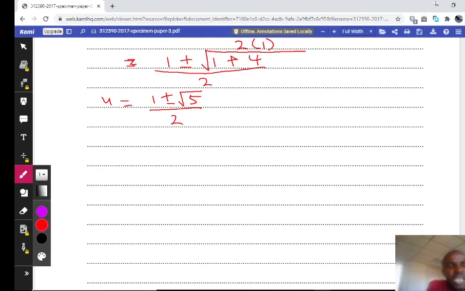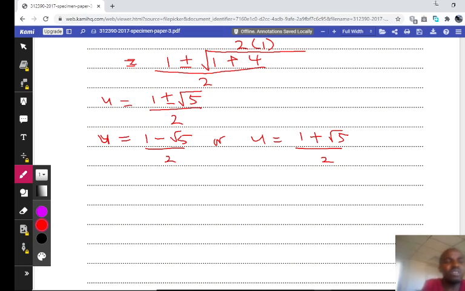You separate the two. You say u is equal to 1 minus √5 over 2, or u is equal to 1 plus √5 over 2. Now, you have to use your calculator. If you say 1 minus √5 over 2, what do you get? Punch in 1 minus √5, then divide your answer by 2. You get minus 0.618, or u is equal to, then on this one, punch in your calculator, plus, and what you get is 1.618.